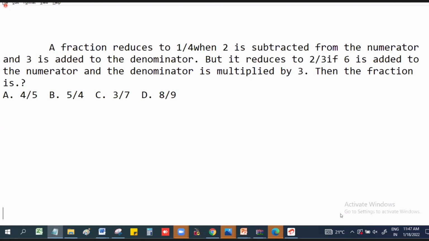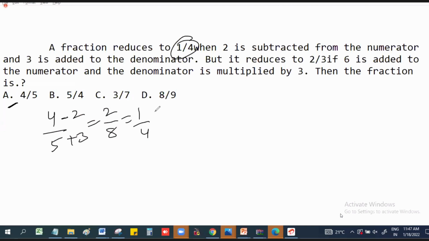Yes, guys. A fraction reduces to 1 by 4 when 2 is subtracted from the numerator and 3 is added to the denominator. Which option is right? First option is right, 4 by 5. 2 is subtracted from the numerator and 3 is added to the denominator, which will become 2 by 8. That is nothing but 1 by 4. Is the first condition satisfied? Yes. 4 by 5.